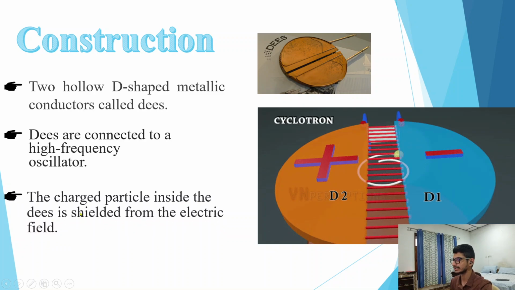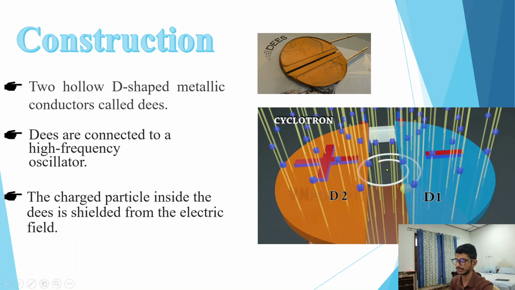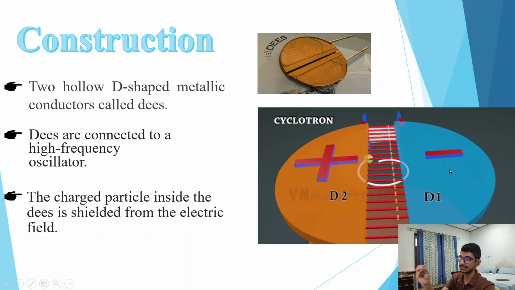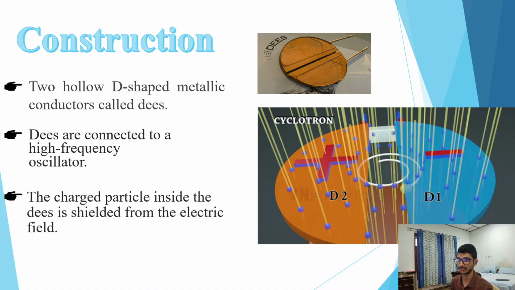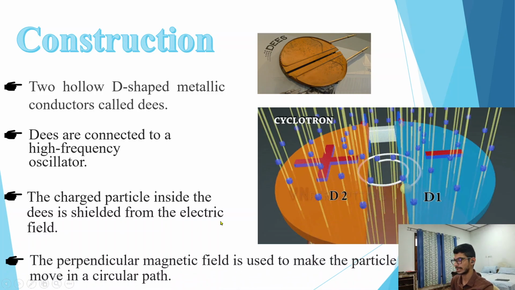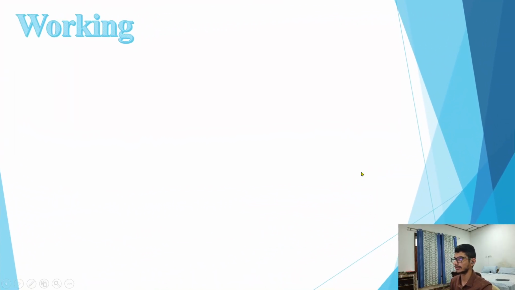The charged particle inside the Ds is shielded from the electric field. See, here is our charged particle, which is a positively charged particle. We can say that the positively charged particle will get attracted toward the negatively charged plate. But when it is inside the D, due to electrostatic shielding, the force inside the D becomes zero. So in that time, the magnetic field will provide the magnetic Lorentz force to move it in the circular path, as I discussed. And then let's come to the working part.